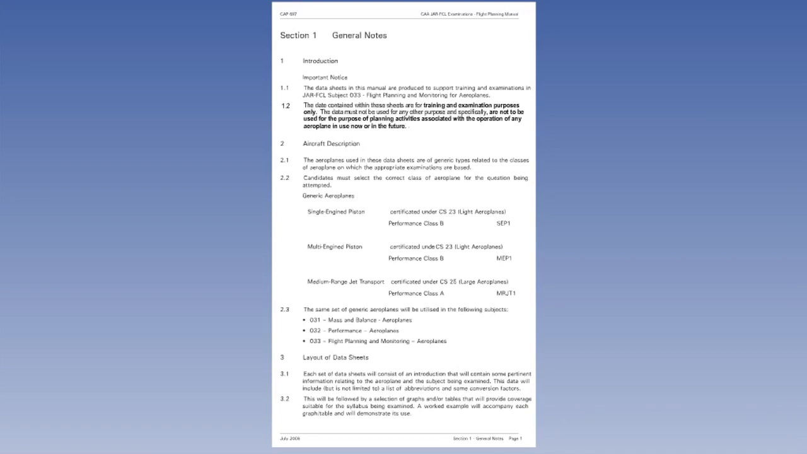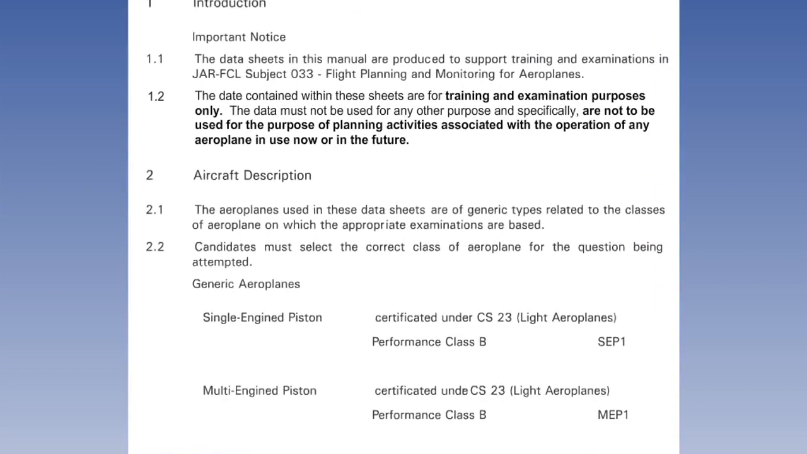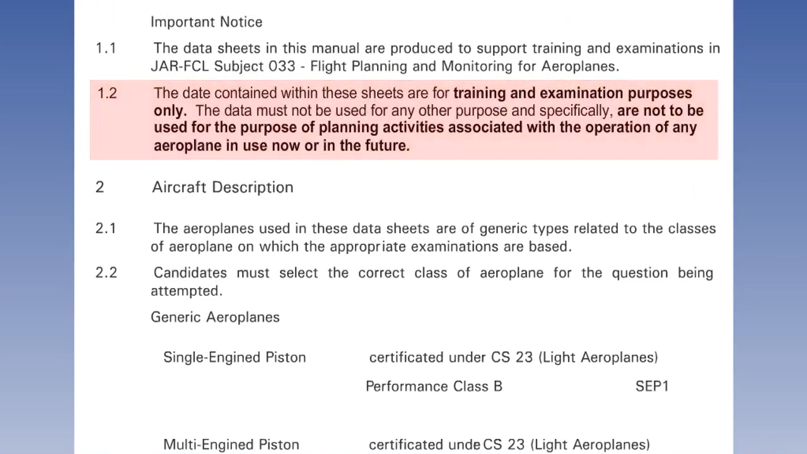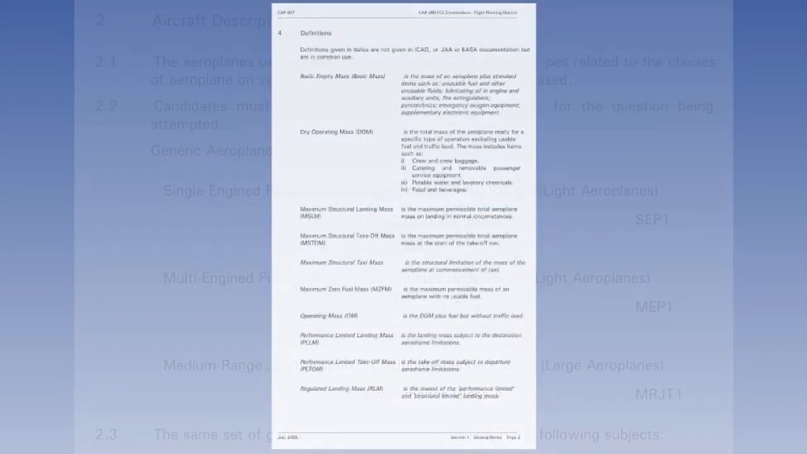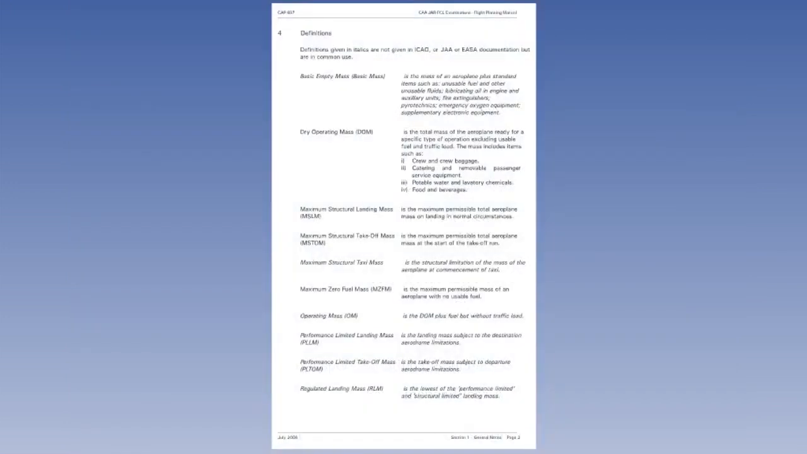Page 1 of Section 1. General Notes gives an outline of the contents of the document. Note the bold type in paragraph 1.2, which states that the data is not to be used for planning purposes for any aeroplane. Paragraph 2 lists the 3 classes of generic aircraft which are used for the fuel planning exercises. These are a single-engined piston, a multi-engined piston, and a medium-range jet transport. When you are ready, turn the page now to paragraph 4, pages 2 and 3, definitions.